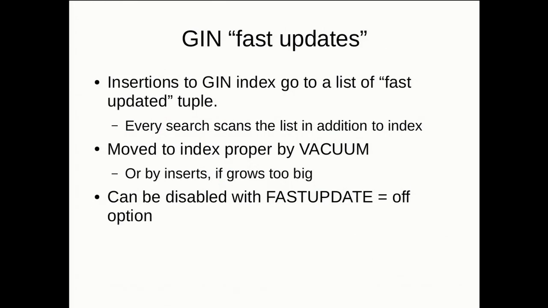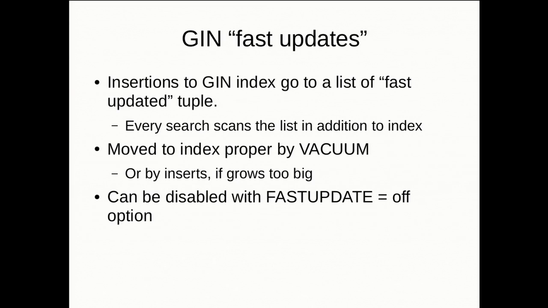Now there's an interesting feature in Gin called fast updates, which means slow queries, but fast updates. So if you insert into a Gin index, we don't put it in the tree immediately. We just put it in a separate list, which is just a bag of tuples that we've recently inserted, so that we don't need to traverse the whole index yet. And whenever you search, we search the tree, but we also search this fast update list. And vacuum is responsible for cleaning this list and putting all the pending items into the tree proper. In practice, I don't think a lot of users like this very much because it does make searching a lot slower. Every search has to scan this whole list.